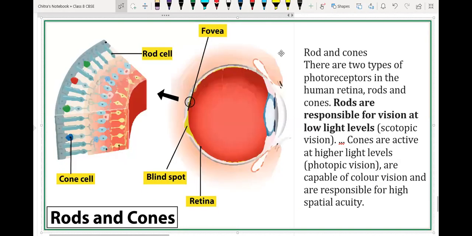Okay, so we just discussed that 25 centimeters is the shortest distance at which our eye can see a clear image of any object. The minimum distance is 25 centimeters and the longest distance is infinity. Now we are going to discuss rods and cones.